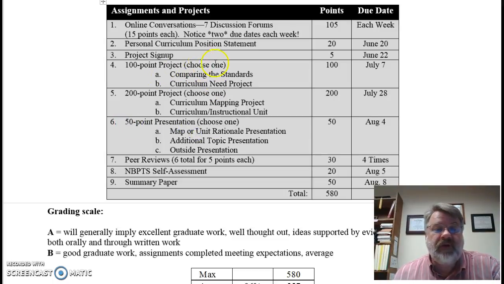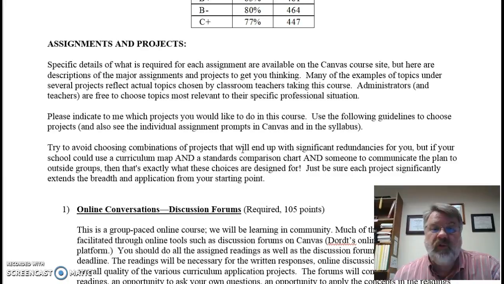I figure we'll get started with the 100-point to ease into the big meat of the course, the real proof of the pudding, the curriculum project, the 200-point thing. And then the 50-point is either a presentation on one of those 200-point ones, or on an additional topic of interest that you have, or a presentation that we're going to have to do anyway about curriculum of some sort, to a parent group, or your team, or other faculty, or your board, or whatever.